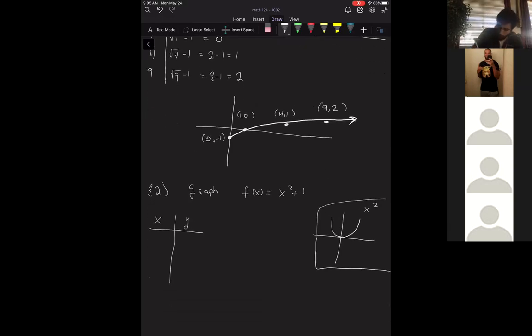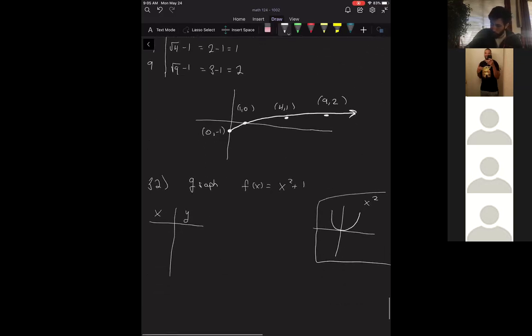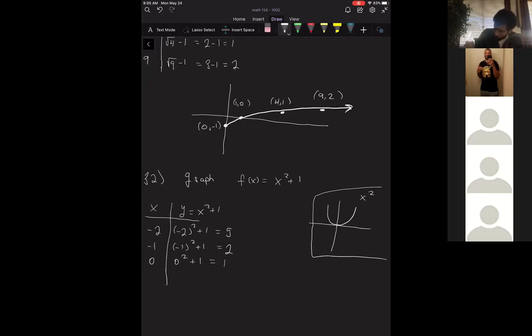So anyway, for this problem, let's see what happens when we plug in 0 here. Well, actually, we can start with negative values. Remember, with the square root, we just have to make sure there are no negatives inside the square root. With x squared, there's really no restriction. We can take any number and square it. Let's start with, how about minus 2? Again, y is equal to x squared plus 1. So we're going to get minus 2 squared plus 1, which is 4 plus 1, which is equal to 5. Let's plug in minus 1. We get minus 1 squared plus 1, which is equal to 2. At 0, we're going to get 0 squared plus 1, which is equal to 1.